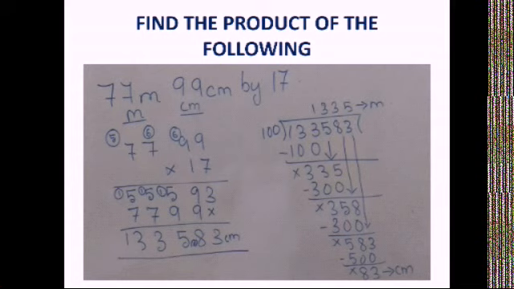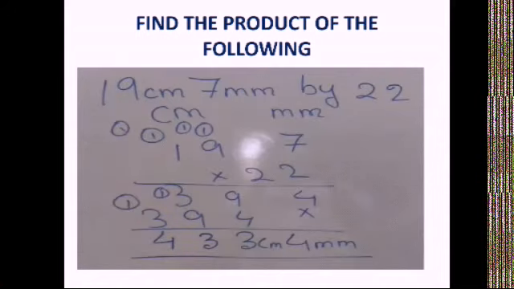Meter is the higher unit. So 1335 will be in meter and 83 will be in centimeter. Now look at this sum. What it is asked you to do: 19 centimeter, 7 millimeter, you have to multiply by 22.